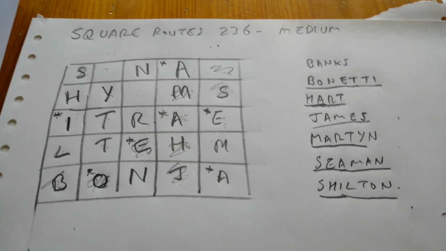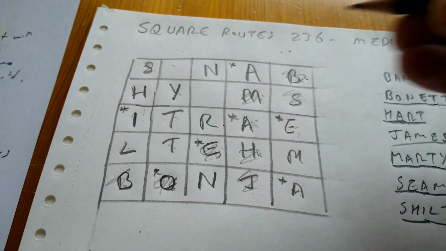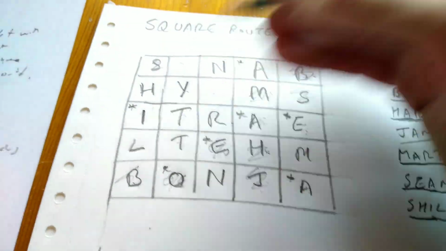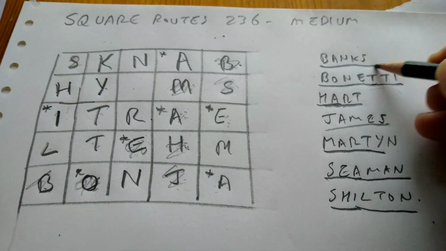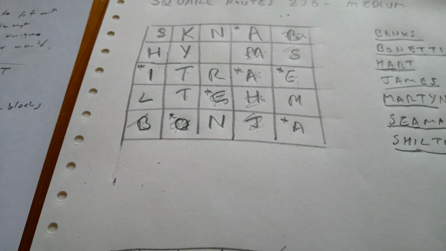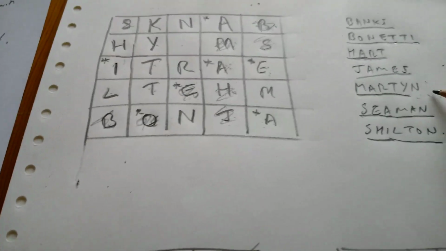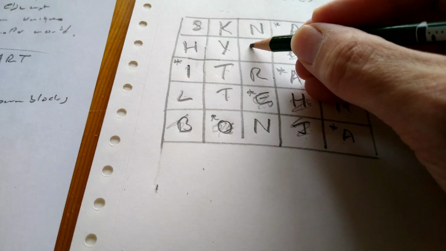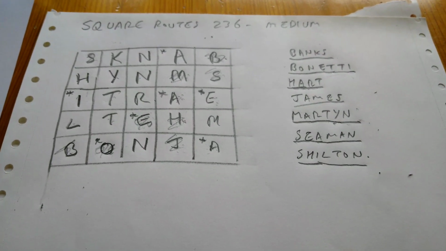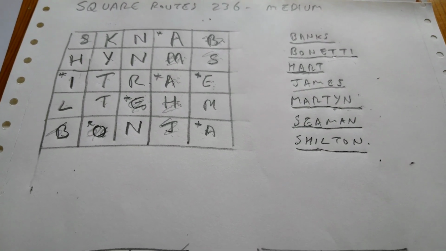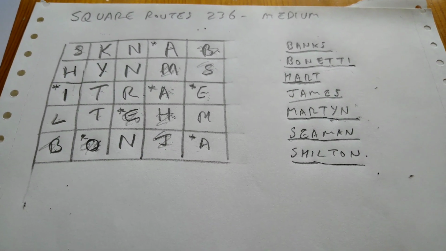Okay, so we're getting there. We haven't got Banks in at all, and there's only one starting cell left, so that must be the B of Banks. We've got a nice S available here, so that must be the K of Banks. And we've only got one square to go, and it's the end of Martin. Look, that hasn't been done yet, so let's put that in. And there we go, a Square Roots 236 medium done with almost entirely logic and only a bit of educated guessing. So that's not bad, is it?